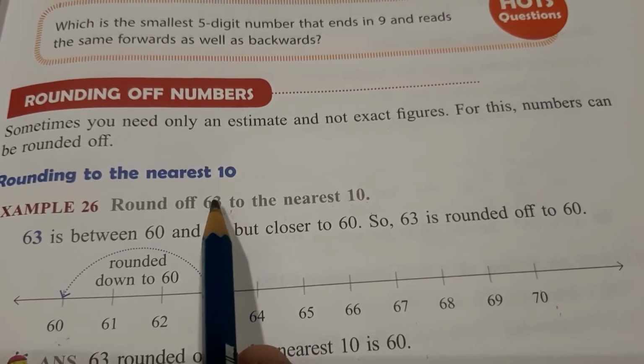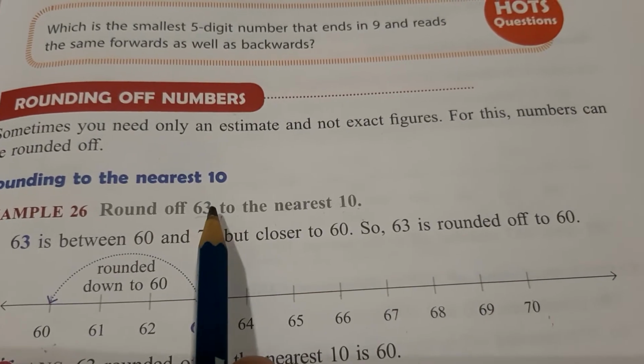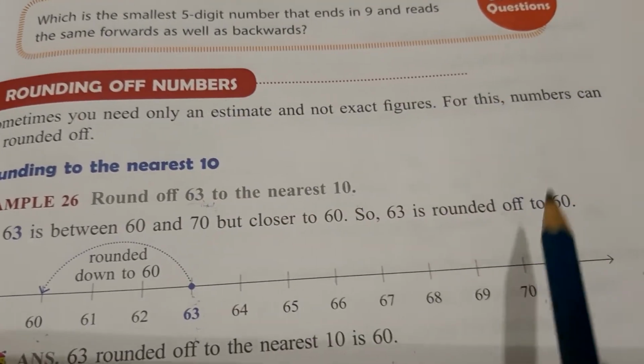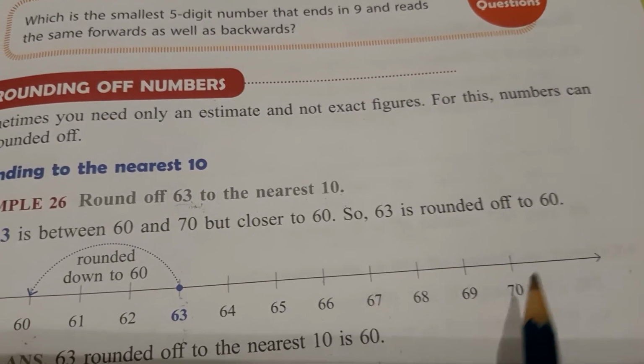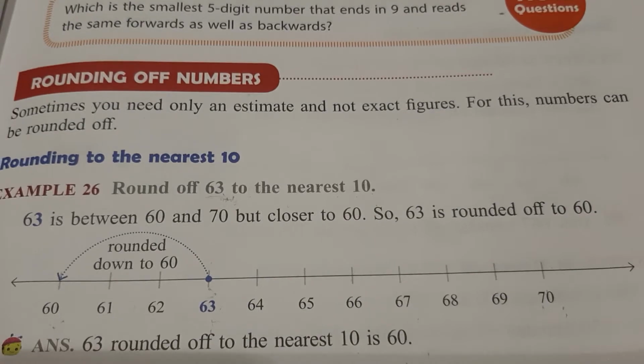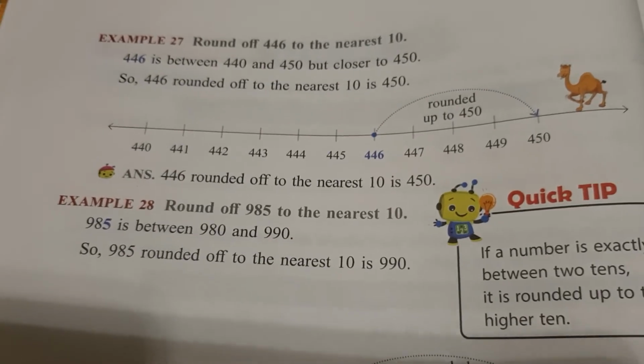If this digit is equal to or more than 5, then it is rounded off to the next tens, that is 70. But I will prefer that you use a number line. So let's take one more example.